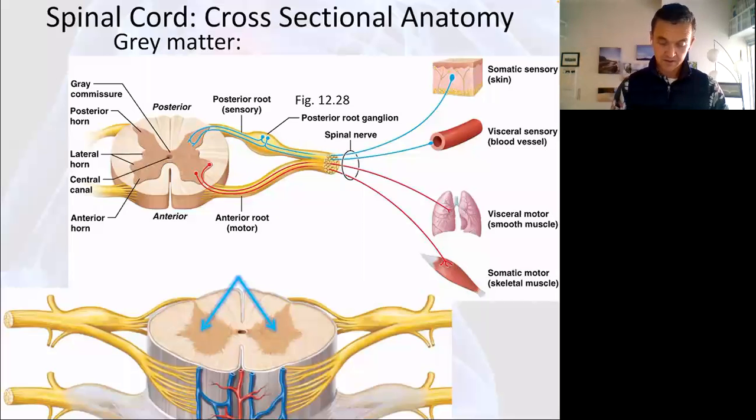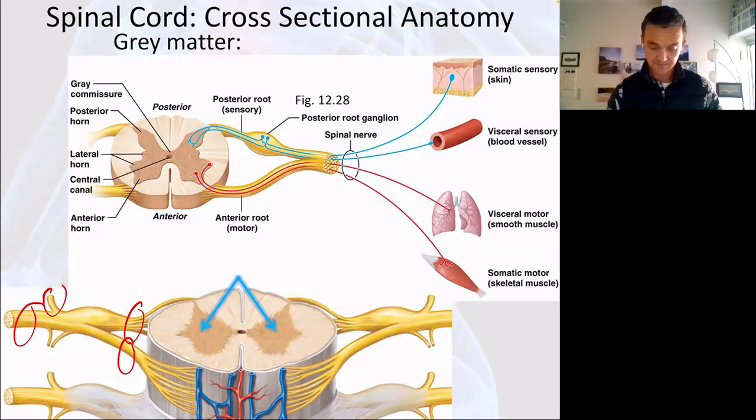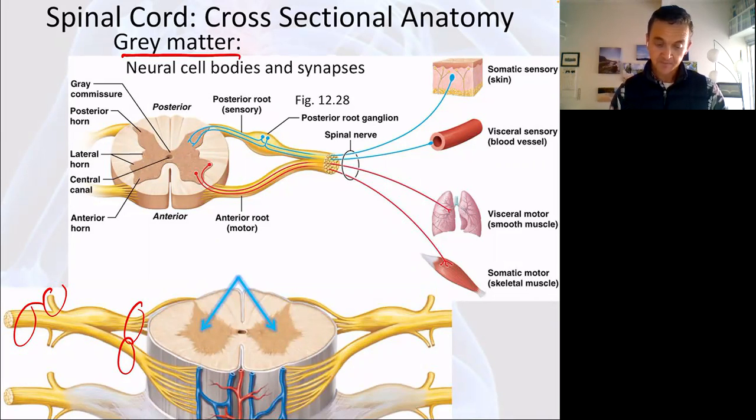So let's talk a little bit about the spinal cord itself. We've talked about the spinal nerves, but what about the spinal cord itself? We've got two portions, the gray matter and the white matter. The gray matter is the stuff in the middle, almost looks like a butterfly. And the butterfly wings here, first of all, we have this first portion, which is the gray matter.